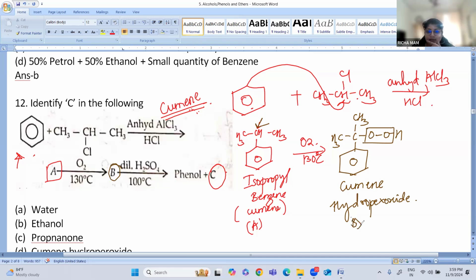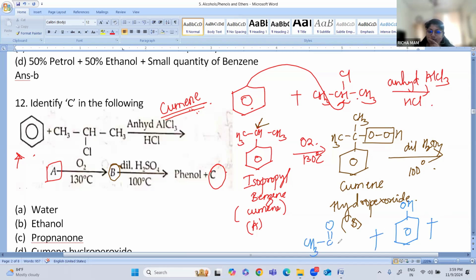Now this B further is reacted with dilute H2SO4 at 100 degrees Celsius. What am I going to get? I'm going to get phenol, plus acetone, CH3 C double bond O CH3.